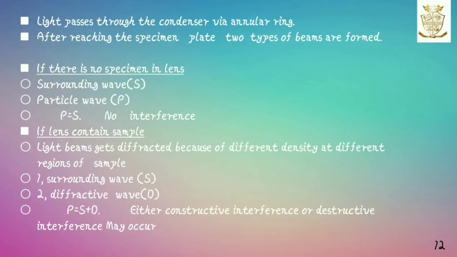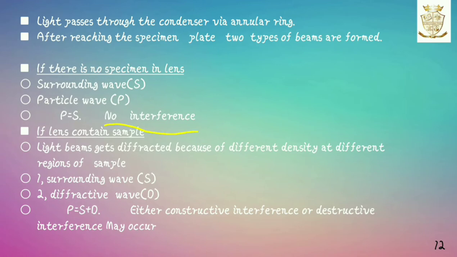Then the light passes through the condenser via the annular ring. After reaching the specimen plate, the two types of beams are formed. If there is no specimen in the lens, the surrounding wave, represented by the letter S, and the particle wave, represented by the letter P, are equal: P is equal to S, and there is no interference.